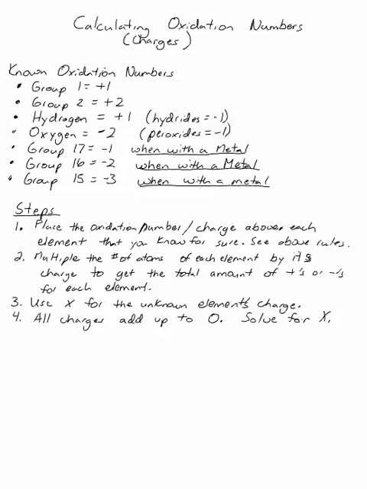If I have H2S, okay, we've got hydrogen and we have sulfur. Now, look up at the known oxidation numbers. Well, I've got hydrogen, and I said that hydrogen is always going to be a positive 1.